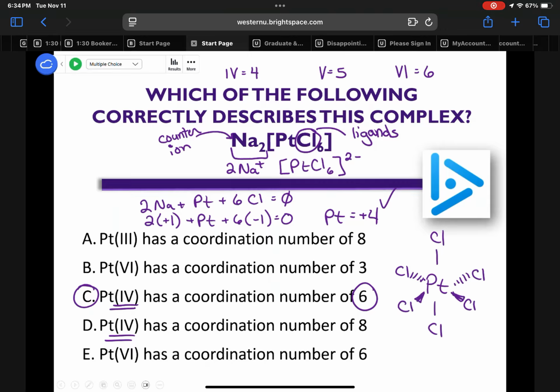We have 6. Each of these is monodentate. There's only one possible donor atom for each of these ligands. So therefore, each of them is surrounding the platinum. So therefore, we have a coordination number of 6. It's connected to 6 donor atoms, our 6 chlorides. Okay, so we only had half the class going on that. Do we have any follow-up questions on this before we move on?